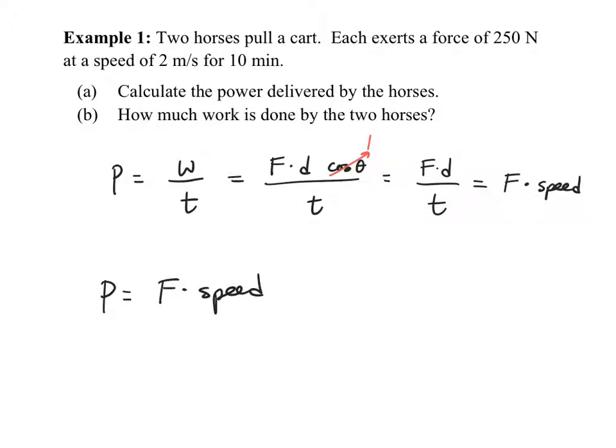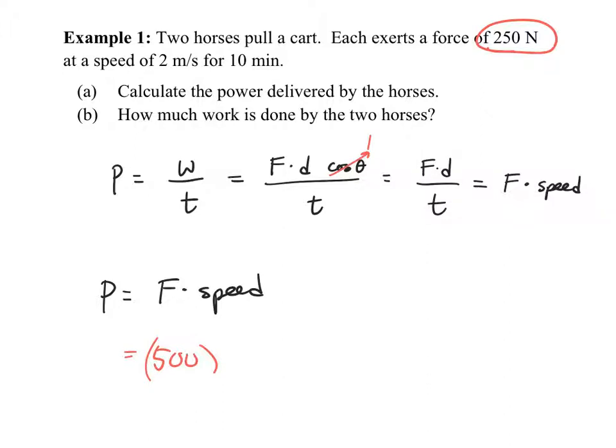Okay, we're given that value. Here's F, the amount of force applied by each horse. There are 2 horses in this problem, so we can assume how much total force is applied. What assumption do we have to make, obviously? If there's 2 horses. Yeah, so 500 newtons is going to be our force.